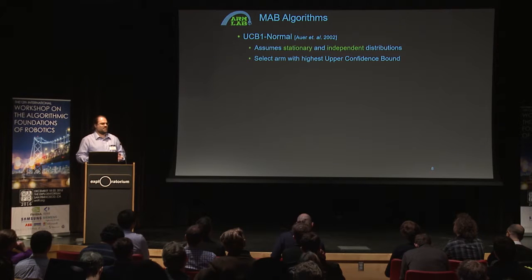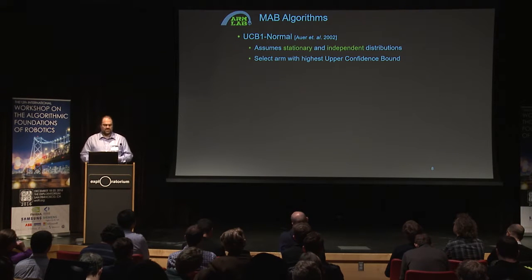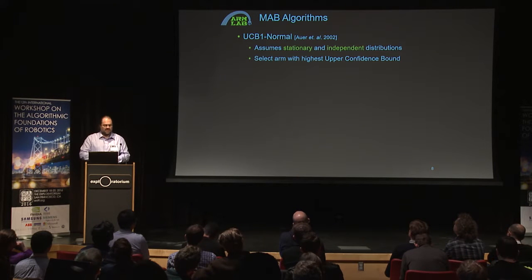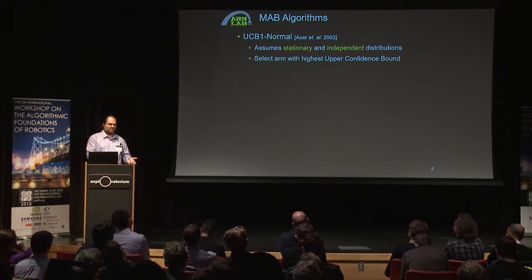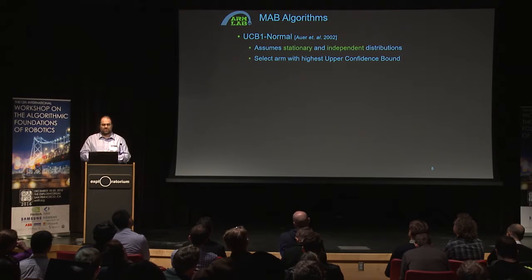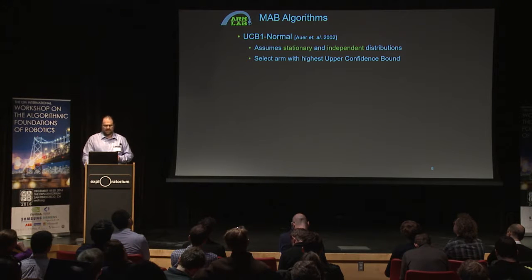So taking a look at the three multi-arm bandit algorithms, the first is UCB1 normal. This is a very common baseline to compare against, so we're going to use it. It assumes stationary and independent distribution. So that means that the slot machines don't change over time, and pulling an arm on one slot machine doesn't give you any knowledge about the other slot machines.